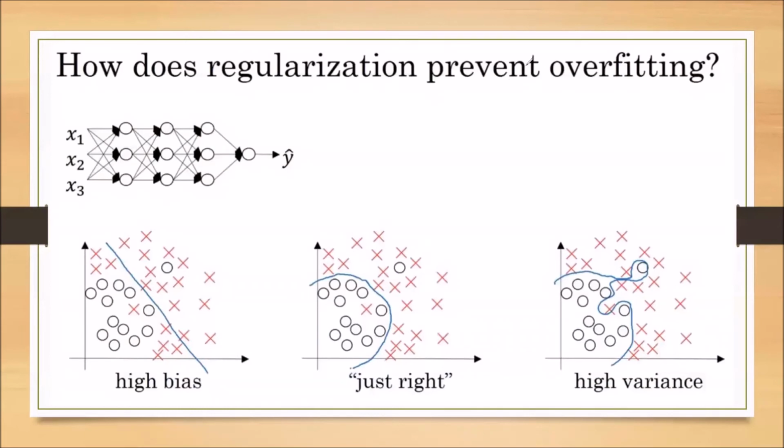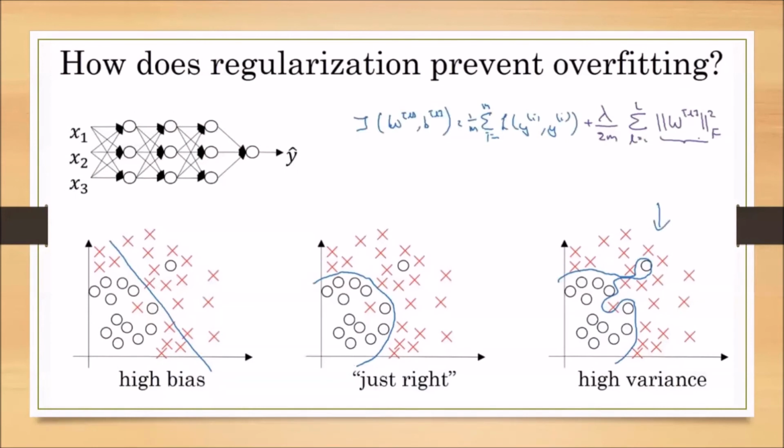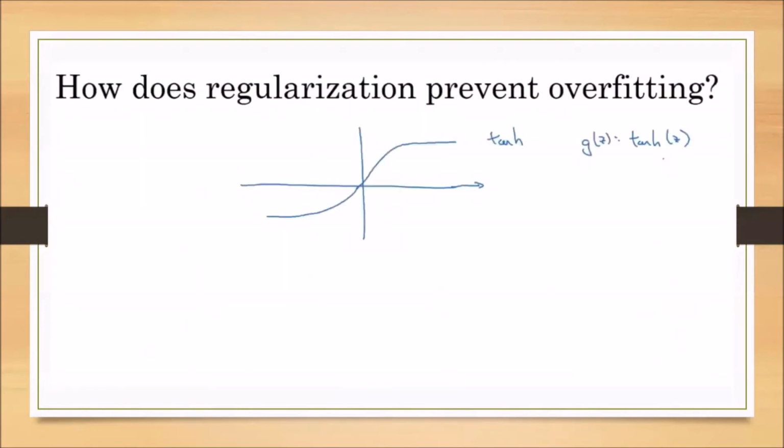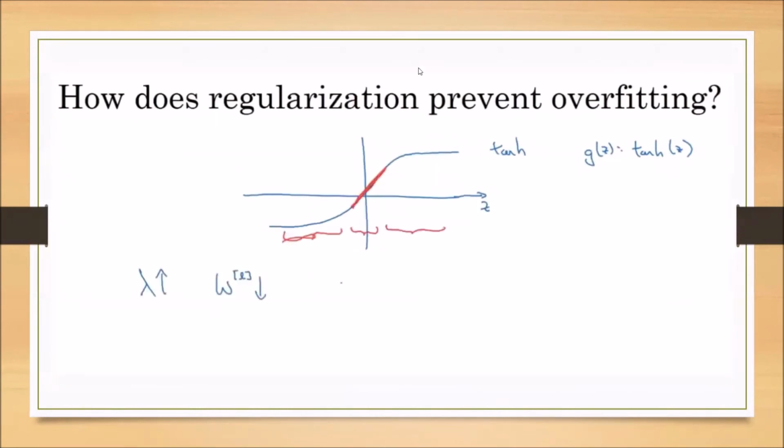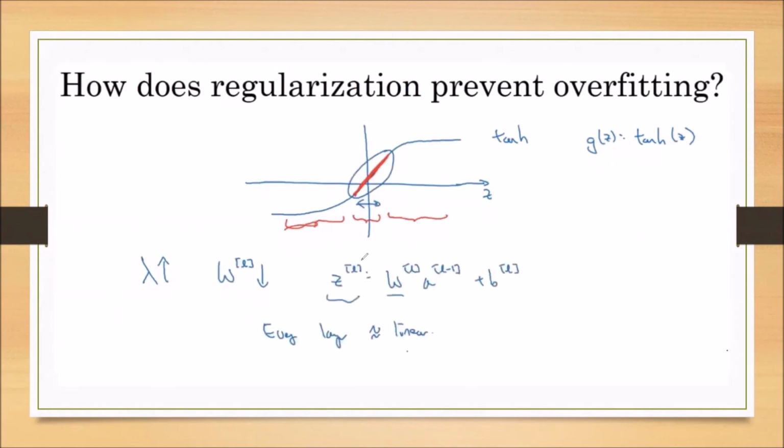But we still have the doubt of how the introduction of the regularization term is preventing overfitting. We are explaining that. For example, take a tanh activation function. This is a tanh activation function. Now we are introducing the lambda, and we are incrementing the lambda value. Assume the lambda value is high, and because the lambda value is high, the WL value is decrementing. Because the WL value is decrementing, the z value is also decrementing.